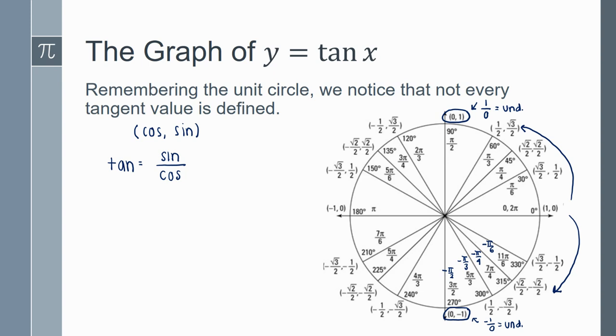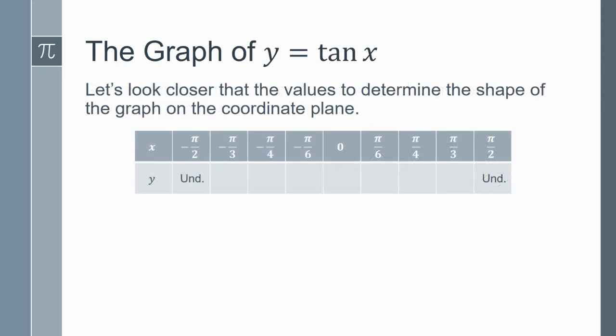So if we think about how we created the shape of the sine and cosine graphs, we're going to do the same thing here with tangent. We're going to look at creating ordered pairs from the tables of the unit circle. Notice that's why I have some negative values for radians, because those are the fourth quadrant. And I've got some positive values because that's from the first. But at each end, at negative pi over 2 and positive pi over 2, we had those undefined values because we were dividing by 0.